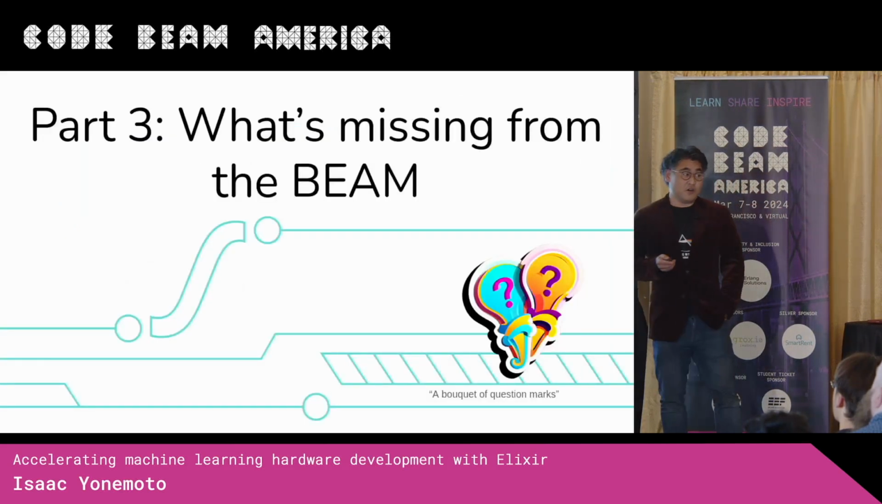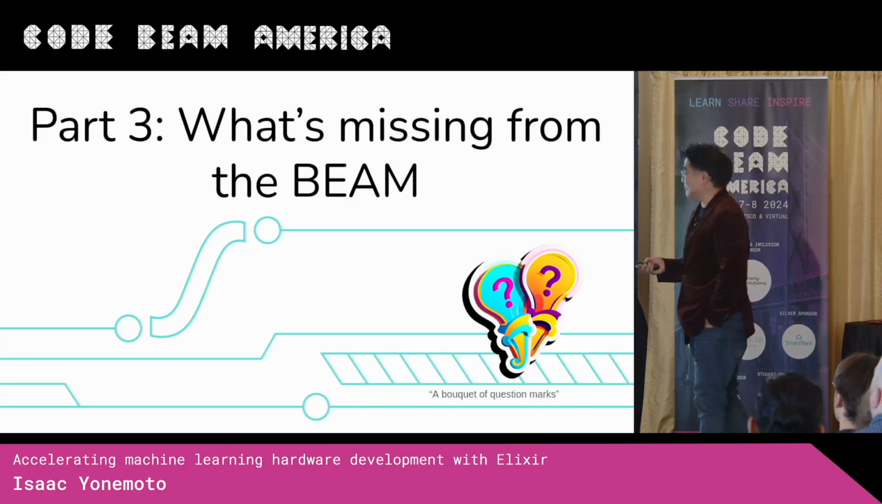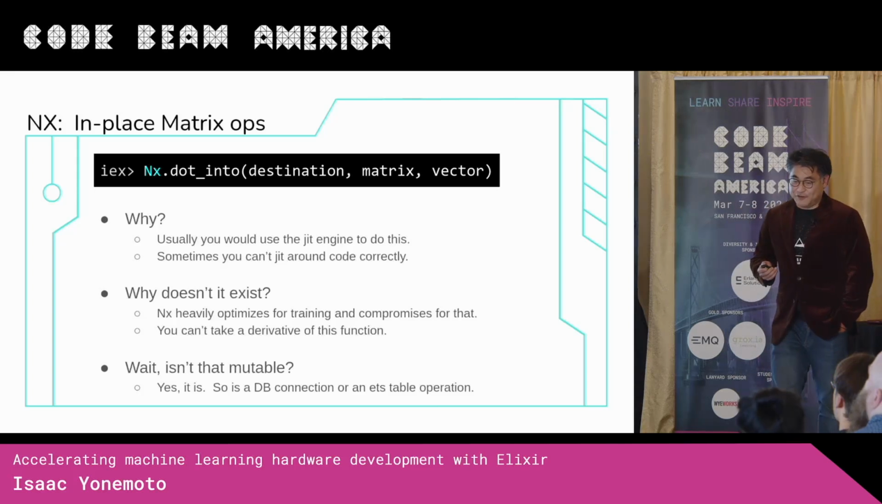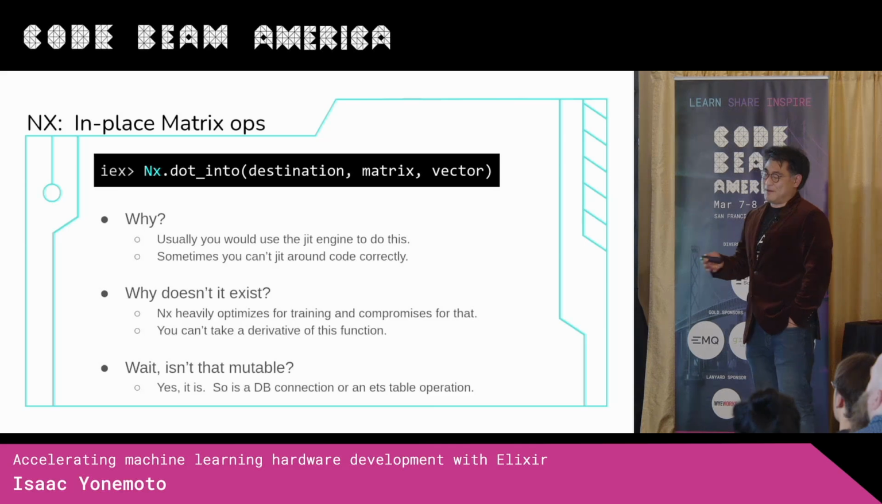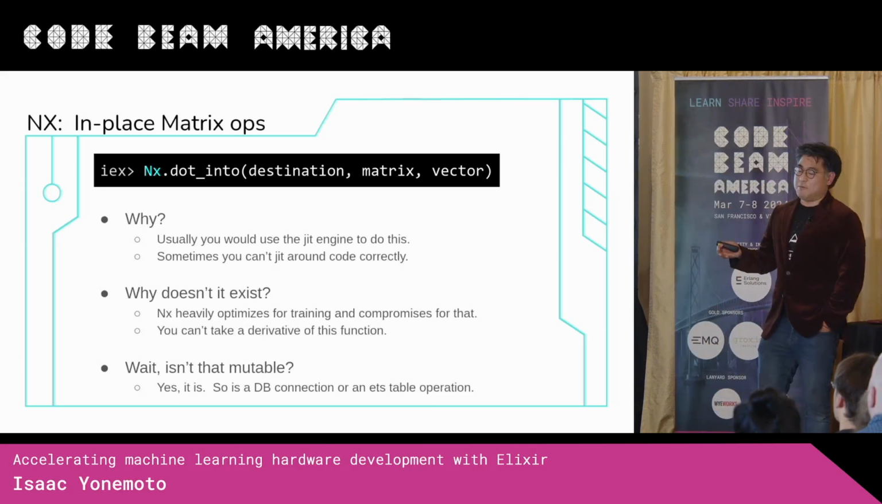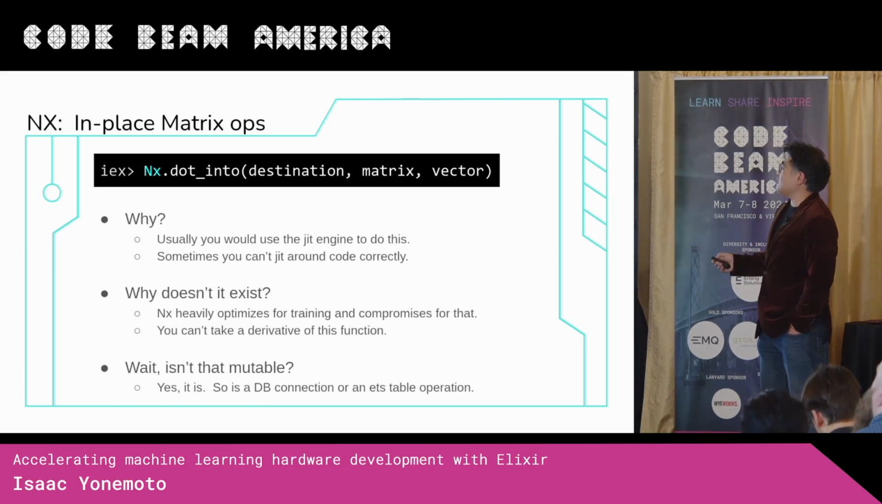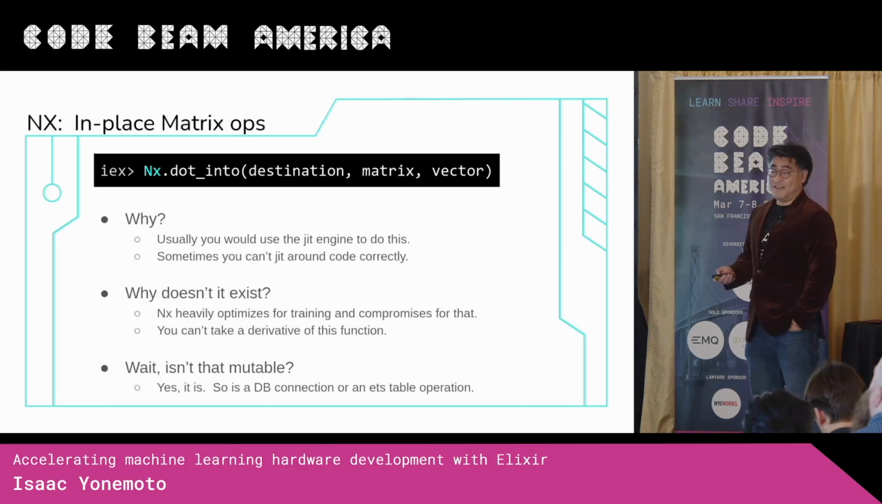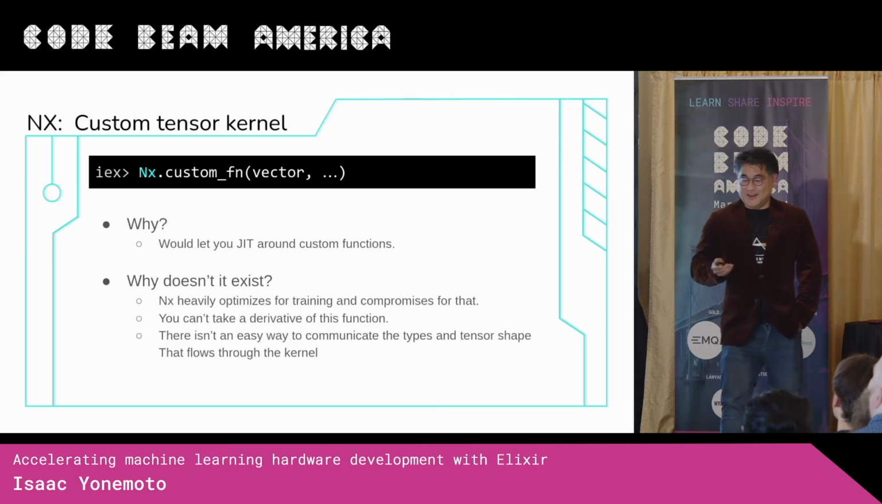Okay, so as a result of this, I have a few opinions of what's missing from the BEAM to make these sorts of things easier. The first one has to do with NX. Maybe this doesn't really fit in with how NX works, maybe it needs a different library, but in-place matrix operations would be awesome. If we could somehow supply a destination set of memory that is overwritable, then that would be awesome. Isn't that mutable? Well, yeah, but guess what? A DB connection is, and so is an ETS table, right? Same idea.